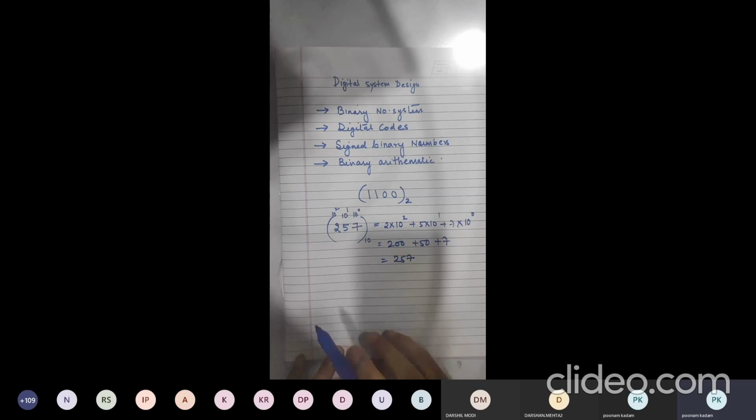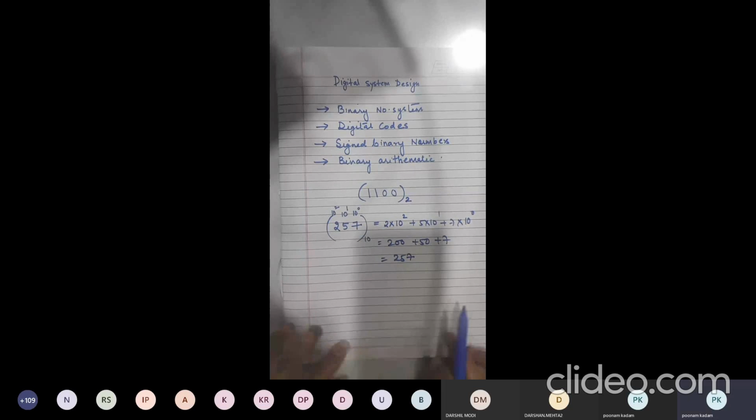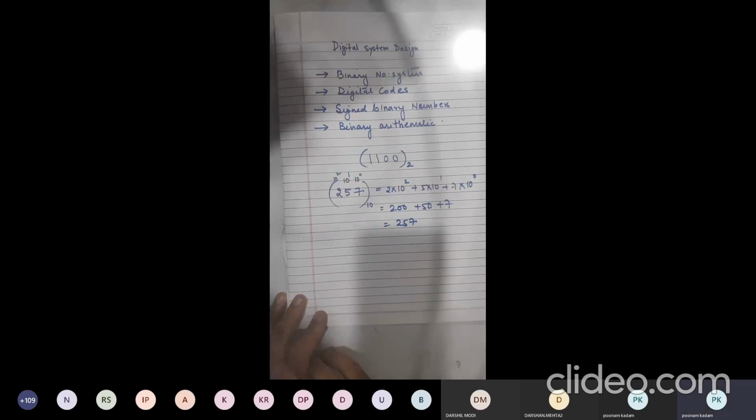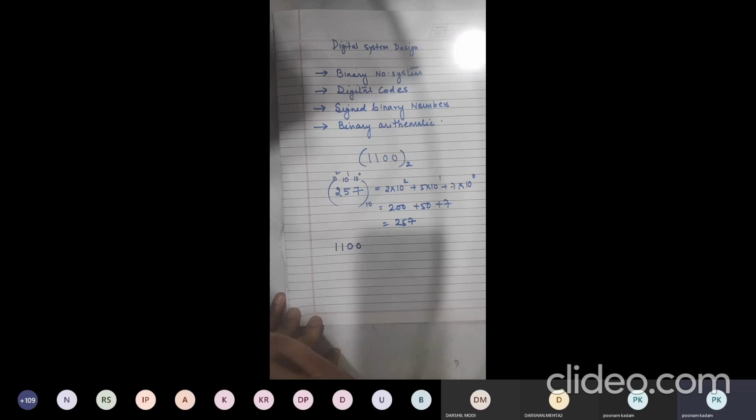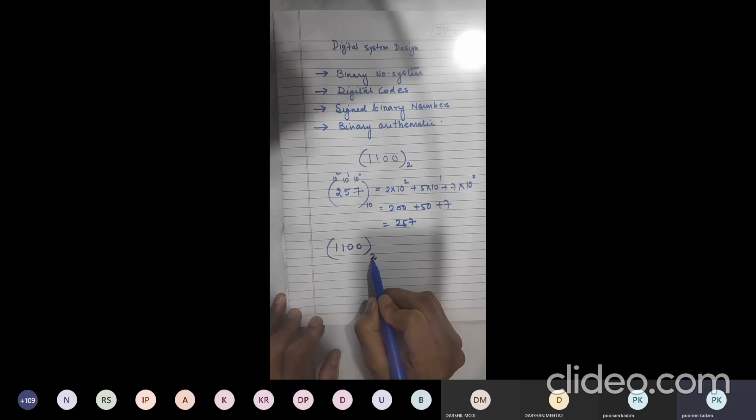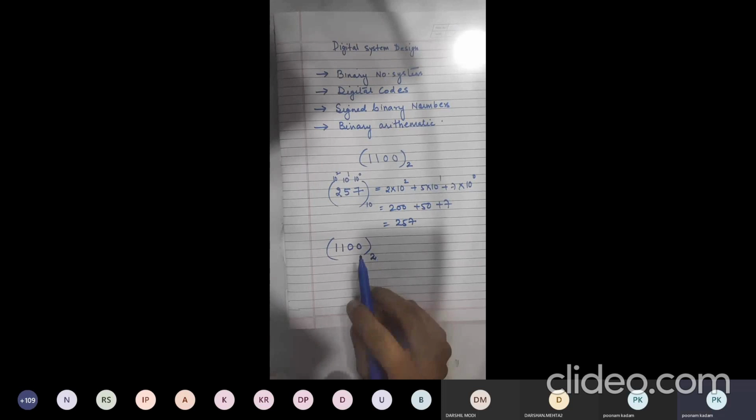So this is how we get the value of the number, right? Similarly, in a binary number system, each bit has a weight associated to it. As an example, let's take the same example, 1100. It is in binary. I have written base 2, which means this number system has two unique symbols, 0 and 1. So all the binary numbers will consist of only zeros and ones.